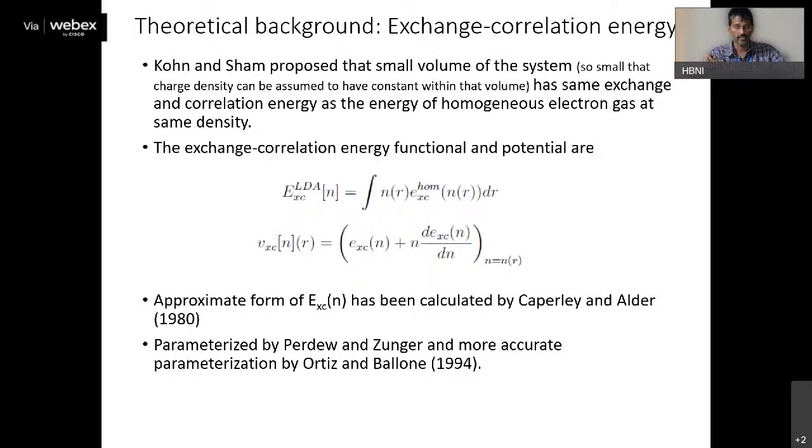So what is the local density approximation? The exchange correlation energy depends only on the density. That's why this is known as local, or you can say local electron density. So that's why it is known as the local density approximation. An approximate form of this exchange and correlation has been calculated by Ceperley and Alder, which is again parameterized by Perdew and Zunger, and a more accurate parameterization was done by Ortiz and Ballone. And now we will see in what regime this local density approximation gives good results.